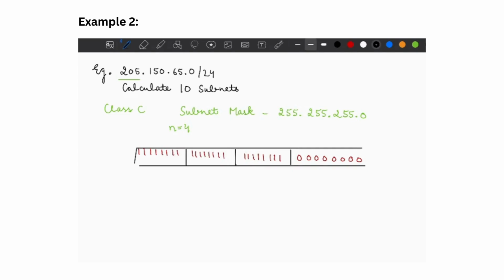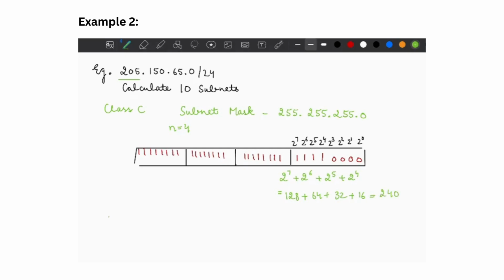So 2 raised to the power 0, 2 raised to the power 1, and so on till 2 raised to the power 7. So we know that number of network bits are 4, so we'll borrow 4 bits from the host bits, and then we'll have 4 network bits and 4 host bits. 2 raised to the power 7 plus 2 raised to the power 6 plus 2 raised to the power 5 plus 2 raised to the power 4 will be equal to 128 plus 64 plus 32 plus 16, which is equal to, so after calculating, it's 240.